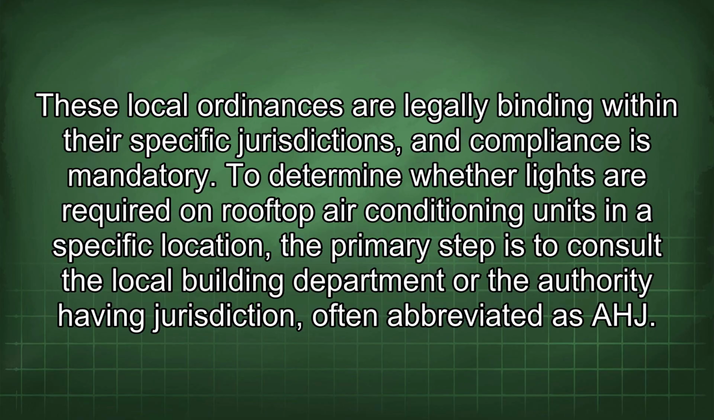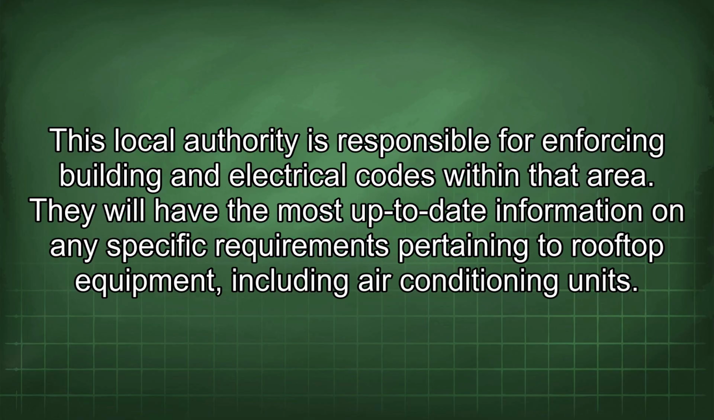To determine whether lights are required on rooftop air conditioning units in a specific location, the primary step is to consult the local building department or the authority having jurisdiction, often abbreviated as AHJ. This local authority is responsible for enforcing building and electrical codes within that area. They will have the most up-to-date information on any specific requirements pertaining to rooftop equipment, including air conditioning units.